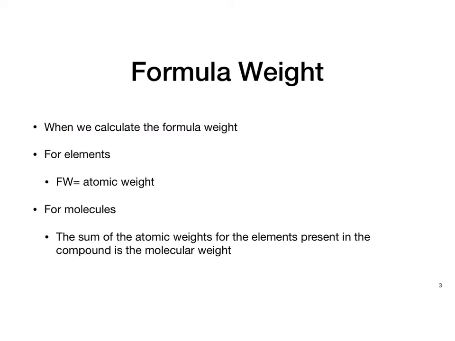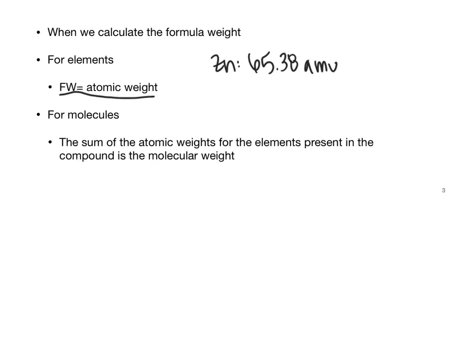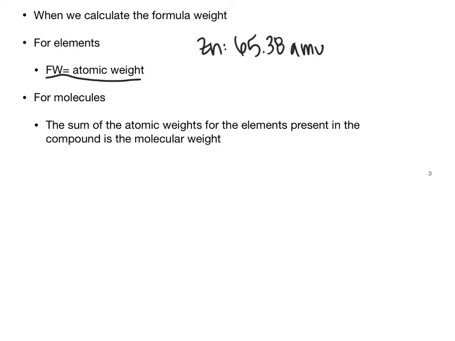So when we think about formula weights for any component, for an element, the formula weight is the atomic weight. So anything we see on the periodic table reads directly off. So if we think about zinc on the periodic table, we can see that it is 65.38 atomic mass units. For an element, that's what we see. For a molecule, like sulfuric acid, the sum of the atomic weights for all of the elements present in the compound is the molecular weight.